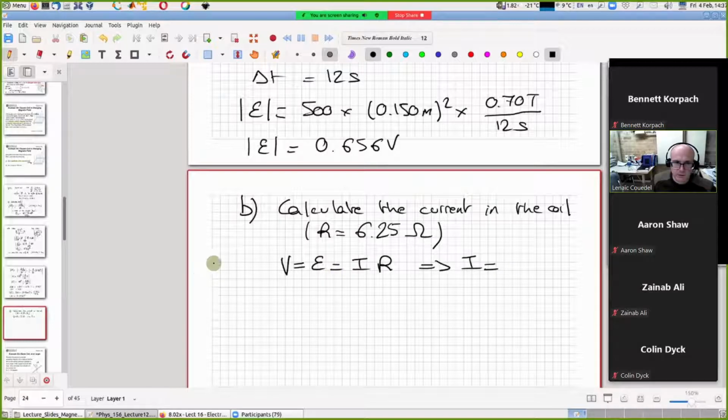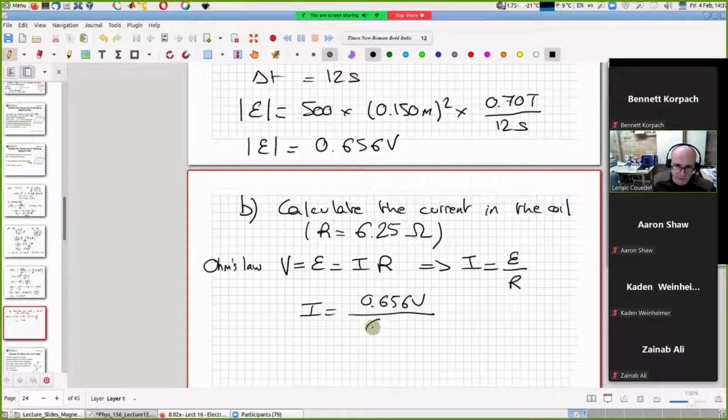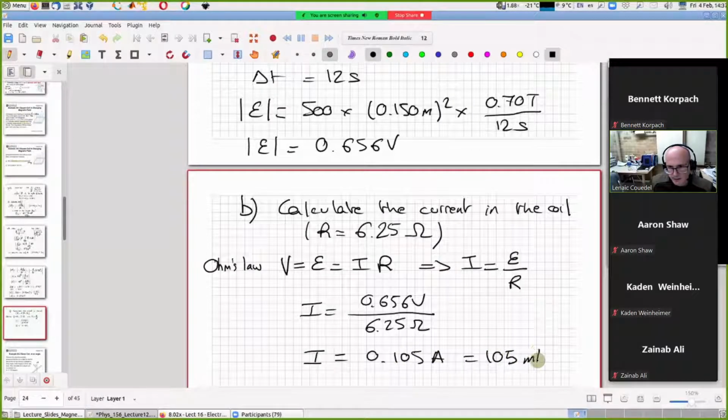So that is Ohm's law, by the way. Epsilon over R. So I have everything I need. I equals 0.656 volt divided by 6.25 ohms, and I will be equal to 0.105 amps, which is the same as 105 milliamps.